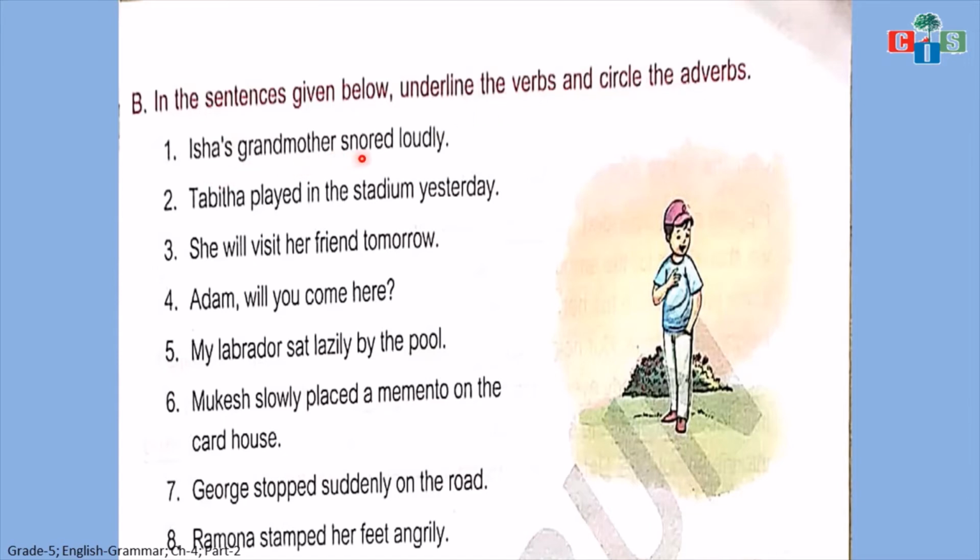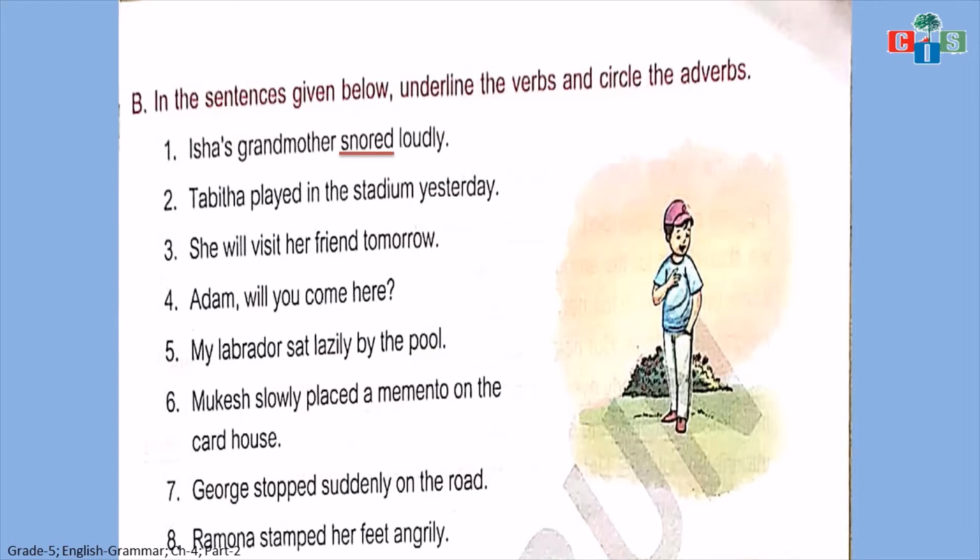Isha's grandmother snored loudly. What is Isha's grandmother doing? She snored. Snored means making noise while sleeping. How did she snore? Loudly. She was snoring loudly. So the word snored is working here as a verb.